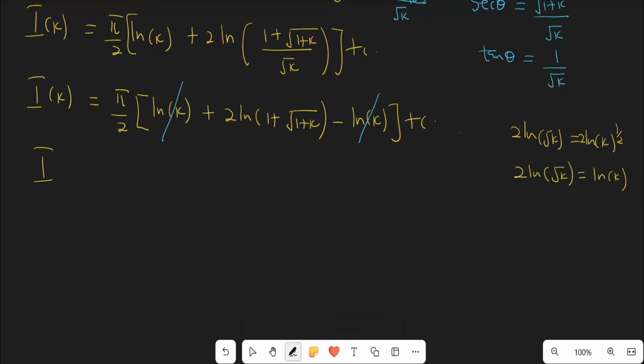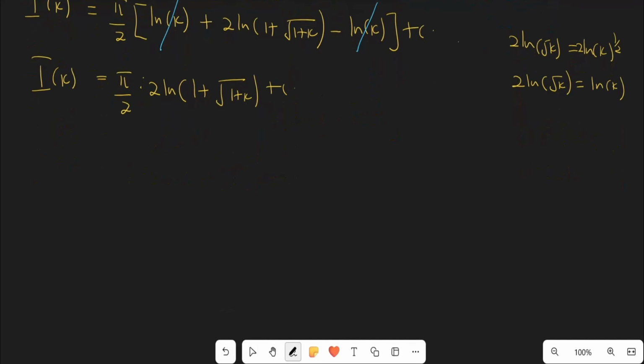And now I of k is equal to pi over 2, and then this is multiplied by 2 times the ln of 1 plus the square root of 1 plus k, plus the constant of integration. So I of k is equal to pi times the ln of 1 plus the square root of 1 plus k plus the constant of integration.